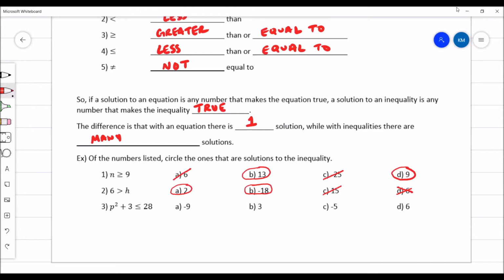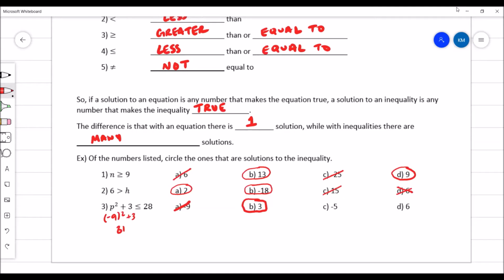All right, number 3, we have p squared plus 3 is less than 28. In this problem, we want to make sure that we plug in our values and simplify the left side. So on the left side, we have negative 9 squared. Remember that anytime you do that, you want to make sure that you use parentheses in your calculator, or you can just know that if I square a negative number, it's going to be positive. But when we do that, that's 81 plus 3, 84, not less than 28. 3 squared is 9. 9 plus 3 is 12. That is less than 28.